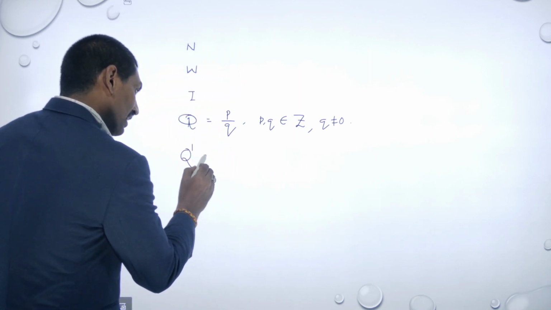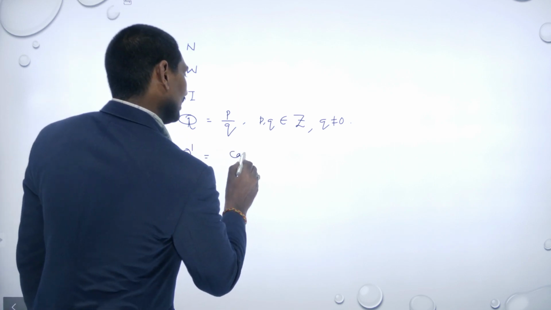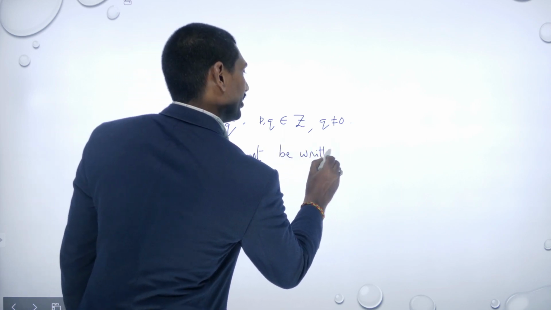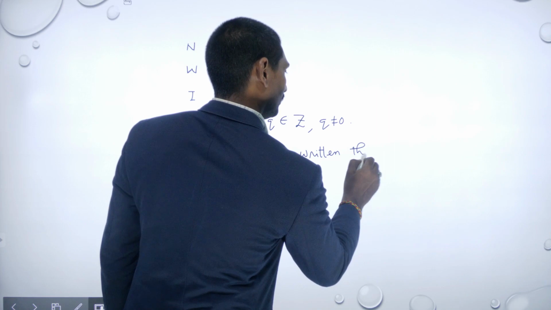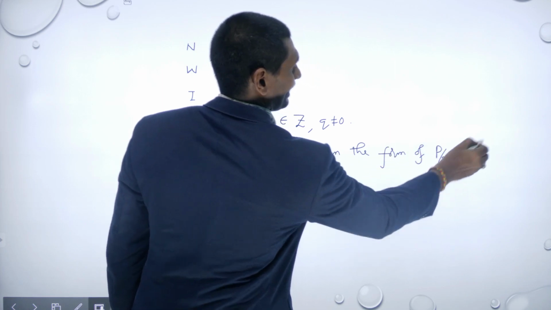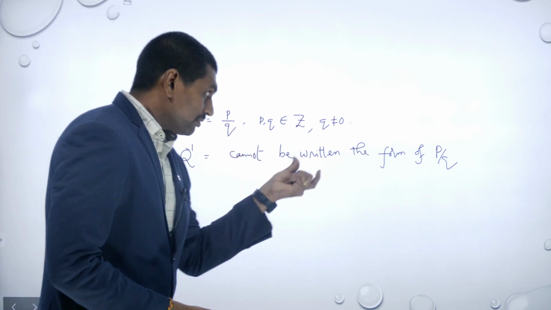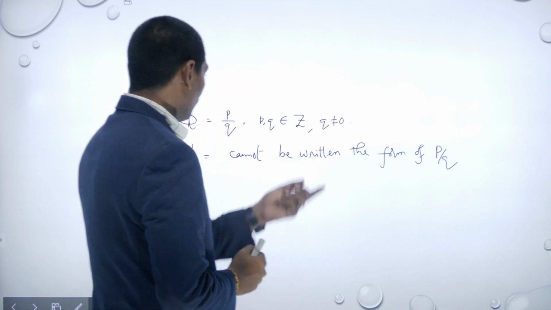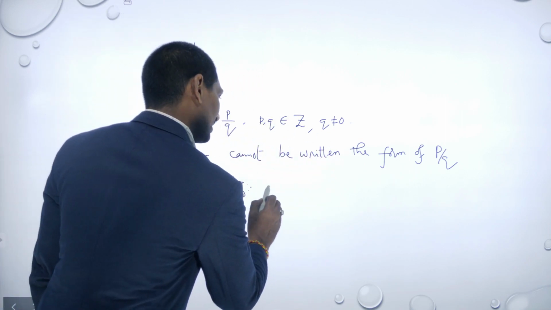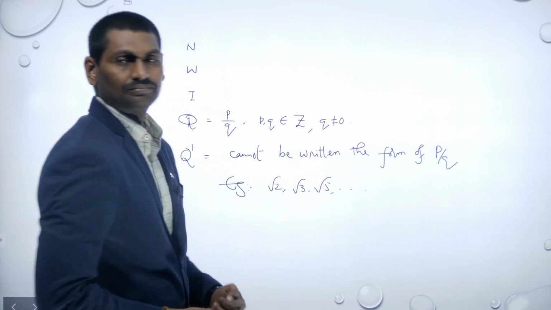Now the numbers which cannot be written in the format of p by q are called irrational numbers. The numbers which cannot be written in the p by q form are called irrational numbers. For example, we can take root 2, root 3, root 5 and so on.